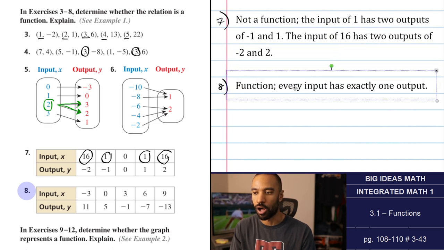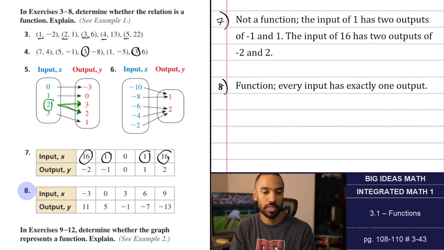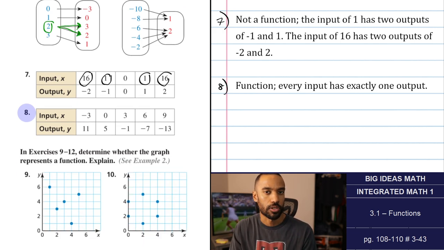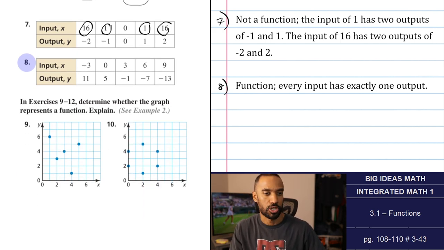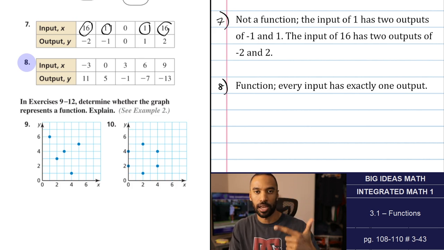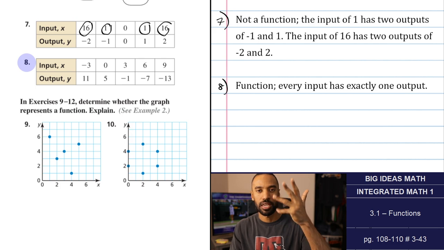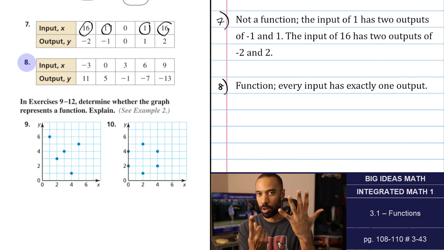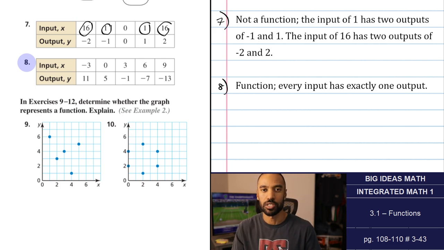Now I want to remind you that all of these are relations. Everything that you're going to look at here is a relation. By the way, there's a kind of problem that I didn't mention here. I mentioned the representations: we'll have ordered pair lists, mapping diagrams, tables, graphs, equations. We can also have word problems. There are 6 different representations that we're probably going to see on here, and any one of them can help you describe whether something's a function or not.